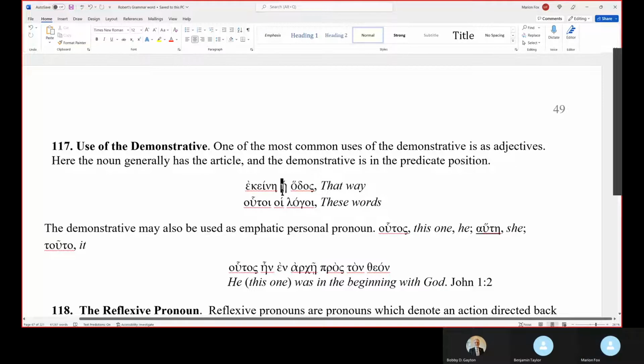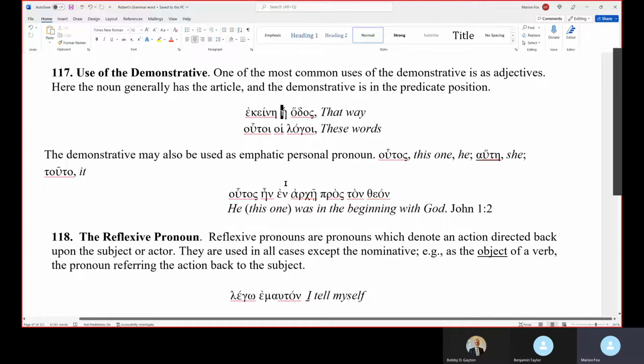Right? So hutoi, hoi, logoi. And again, this is nominative plural, and that's nominative plural, and they're masculine. Okay? They agree in number, gender, and case. That's what they're referring to here. Right? Any questions?